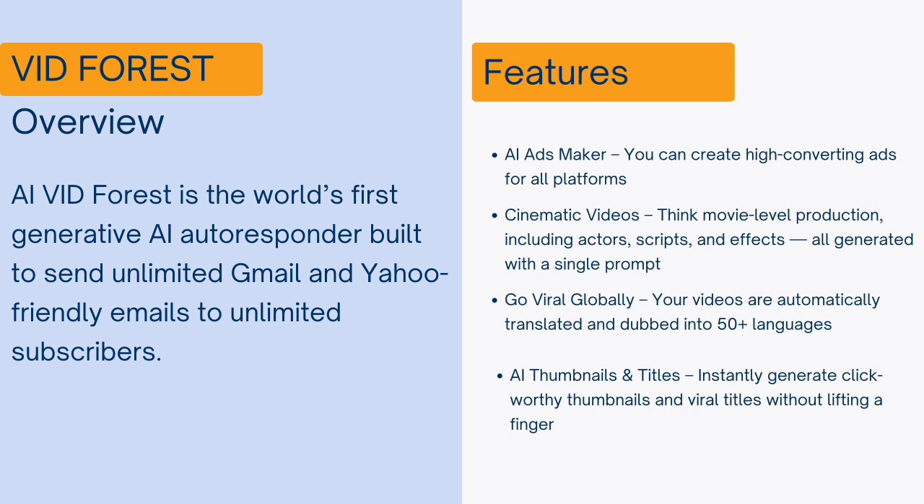Let's break down the biggest features. AI Ads Maker quickly generates scroll-stopping ads for Facebook, YouTube, TikTok, and more. AI Cinematic Video Creation builds Hollywood-style scenes with AI-generated actors, effects, and scripts. No camera needed. Global translation and dubbing reach international audiences with auto-dubbed voiceovers in 50+ languages. Thumbnails and Titles Generator. It even creates click-worthy thumbnails and viral headlines, tailored to your niche.